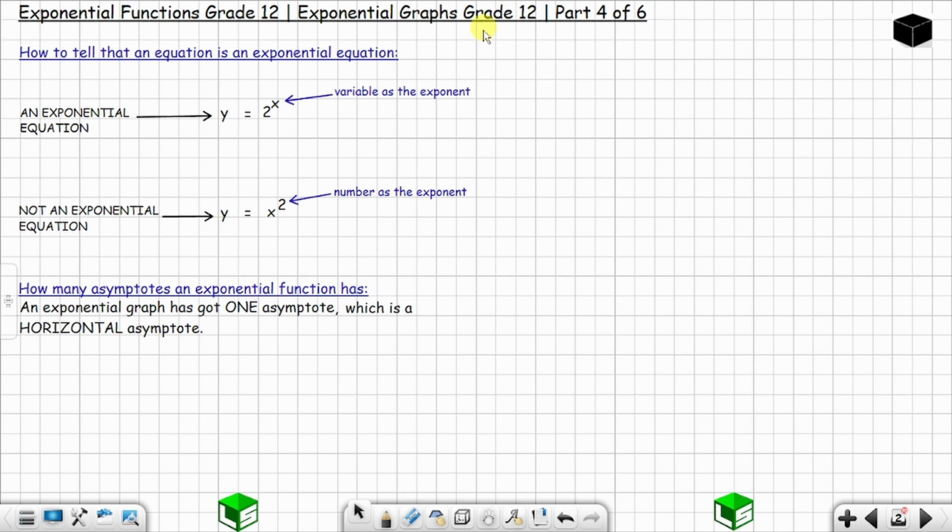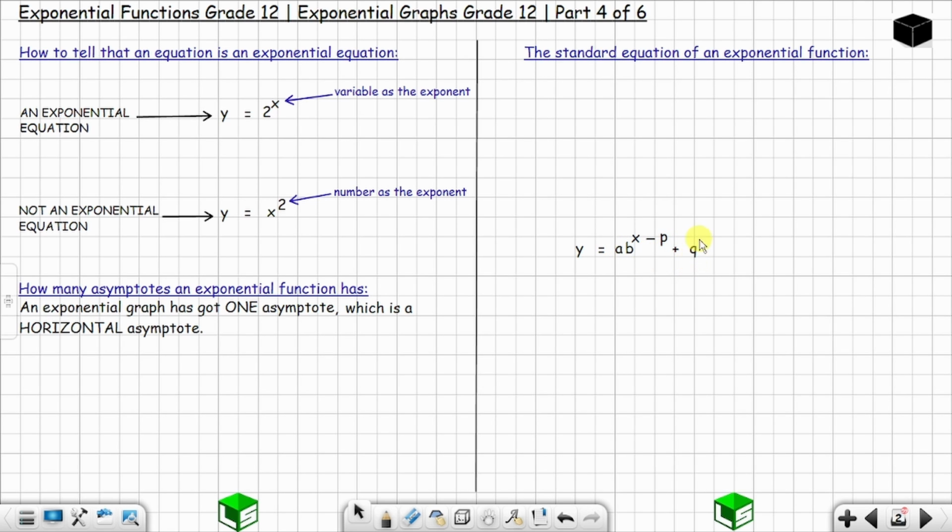Okay, so we carry on with our lesson. Now we are going to look at the standard equation of an exponential function. When we talk about the standard equation of an exponential function, this is what you have to expect. We are going to look at the letters a, b, p, and q.